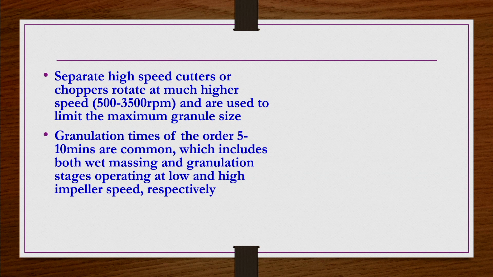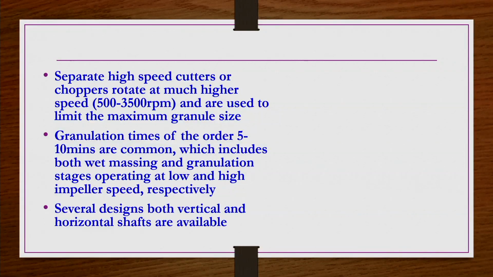Granulation times of the order of 5 to 10 minutes are common in this kind of batch operation, which includes wet massing and granulation stages operating at low and high impeller speed respectively. Okay, this time of 5 to 10 minutes includes all the operations, like wetting of the feed material using the binders through the spray nozzles, and then granulation. All those processes complete in 5 to 10 minutes. And of course there are several designs; both vertical and horizontal shafts are available.